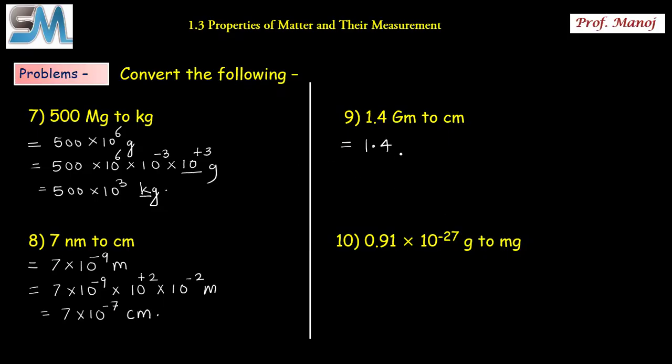1.4 gigameter. Giga is 10 raised to 9. So I first removed giga. We want to introduce centi. So once again, the old trick repeated many times. This is a centi and this is the opposite number. So 1.4, 10 raised to 11 centimeter.